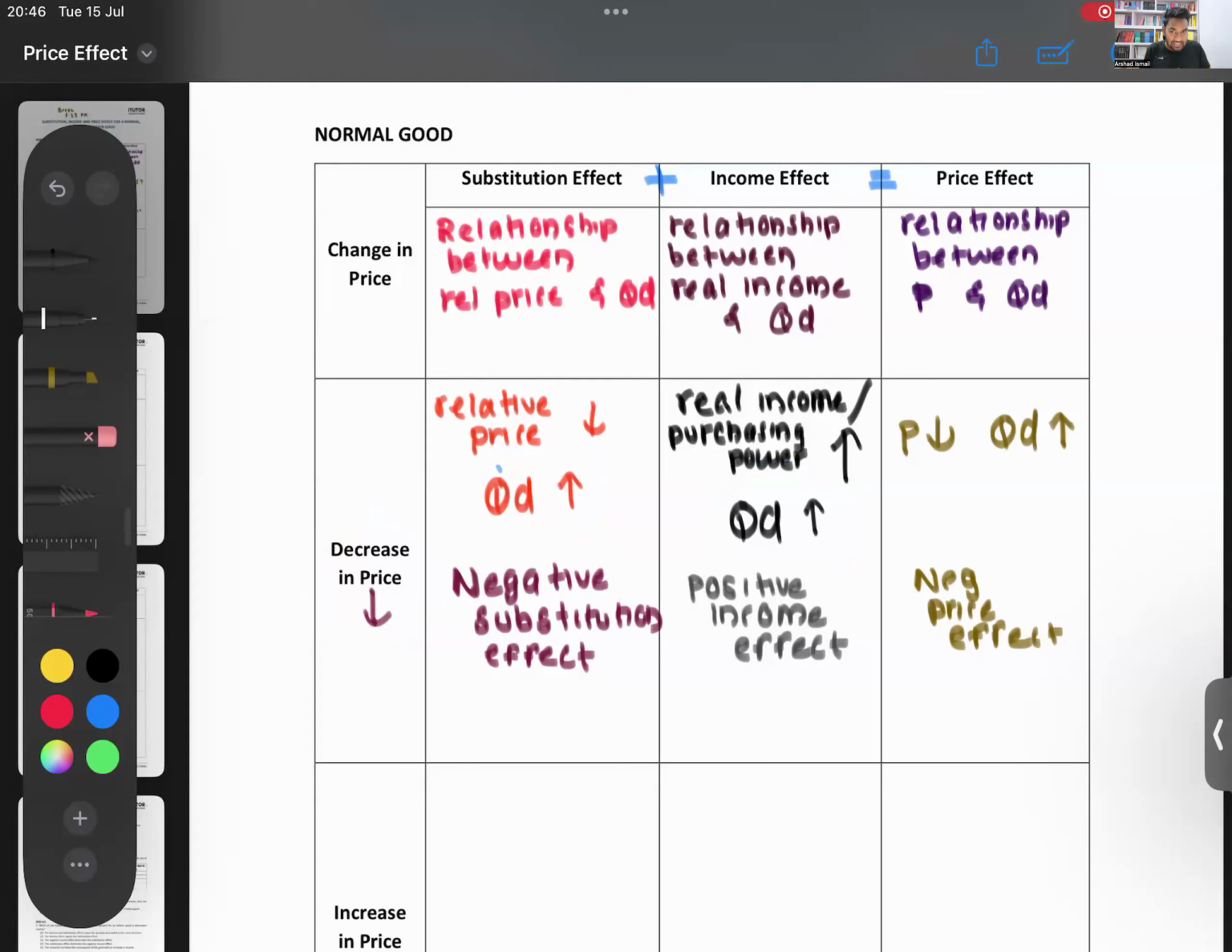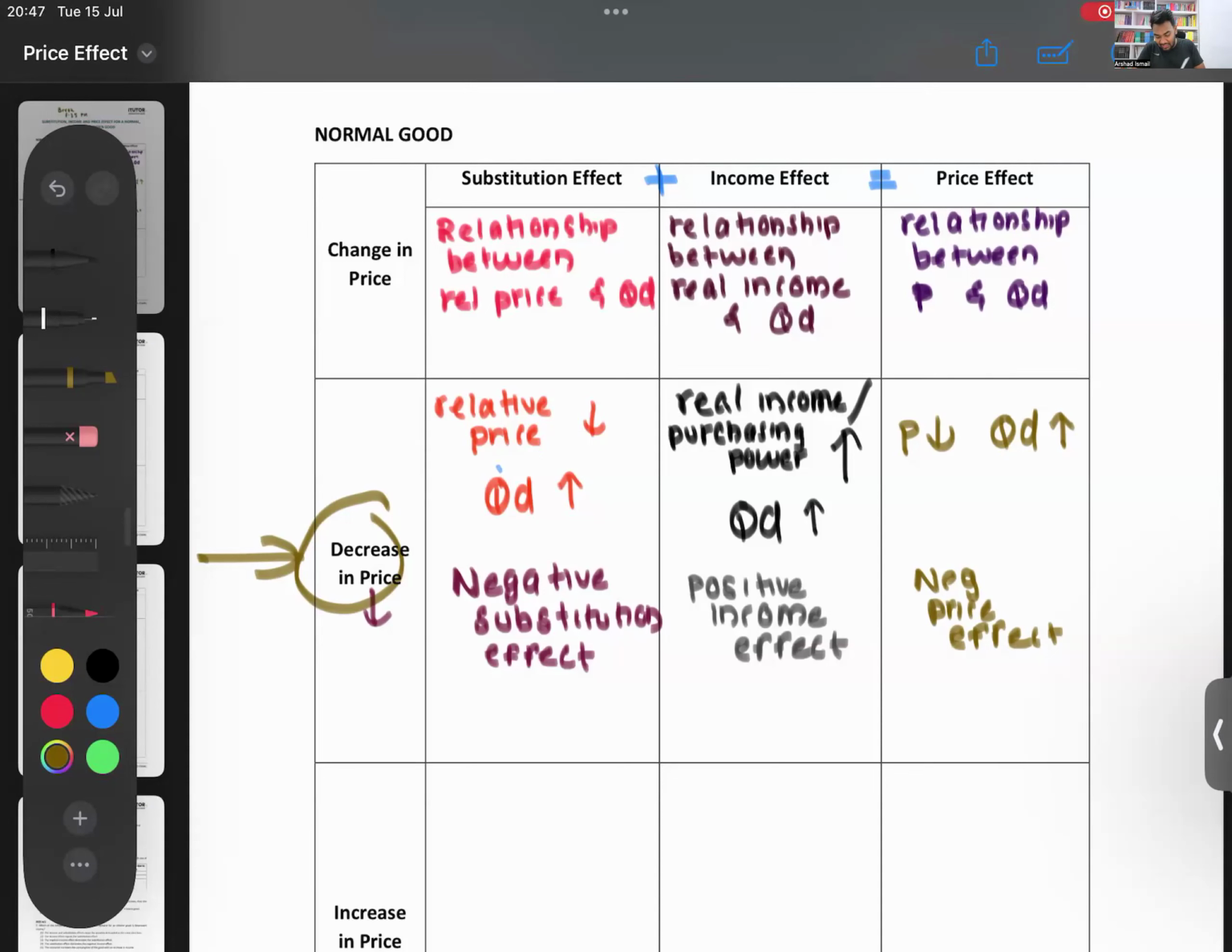So once again, price effect. What is price effect, Lamai? Price effect is the overall relationship. It's the combination of these two. So price effect looks at when the price of this good decreases. Now we are talking about a decrease in price first. When the price of the good decreases, what happens to QD?